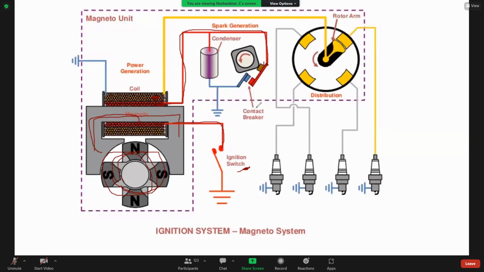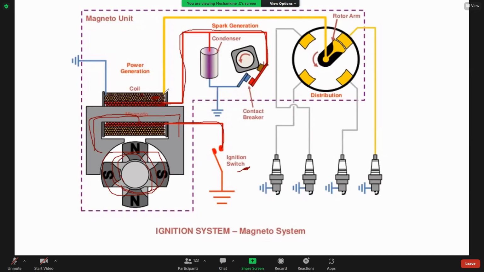Same thing happened here. If we observe peak current, at that time we have an electromagnetic field here. At peak current, this contact breaker opens. At that time, the current flow stops, so the electromagnetic field collapses here. Due to that, high voltage is observed in this secondary coil. I already explained that to you.